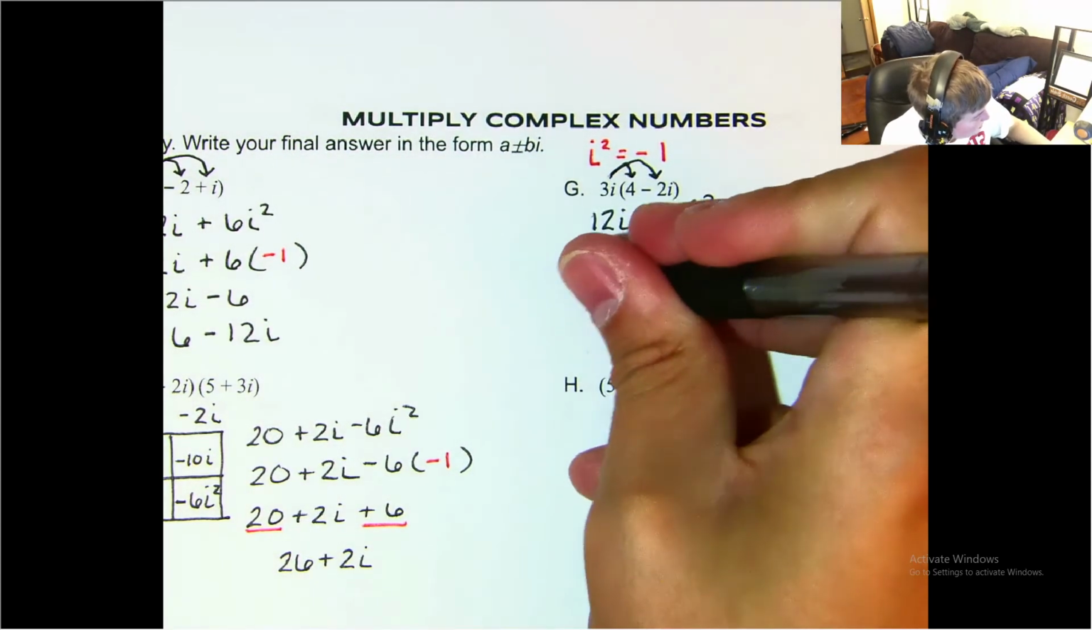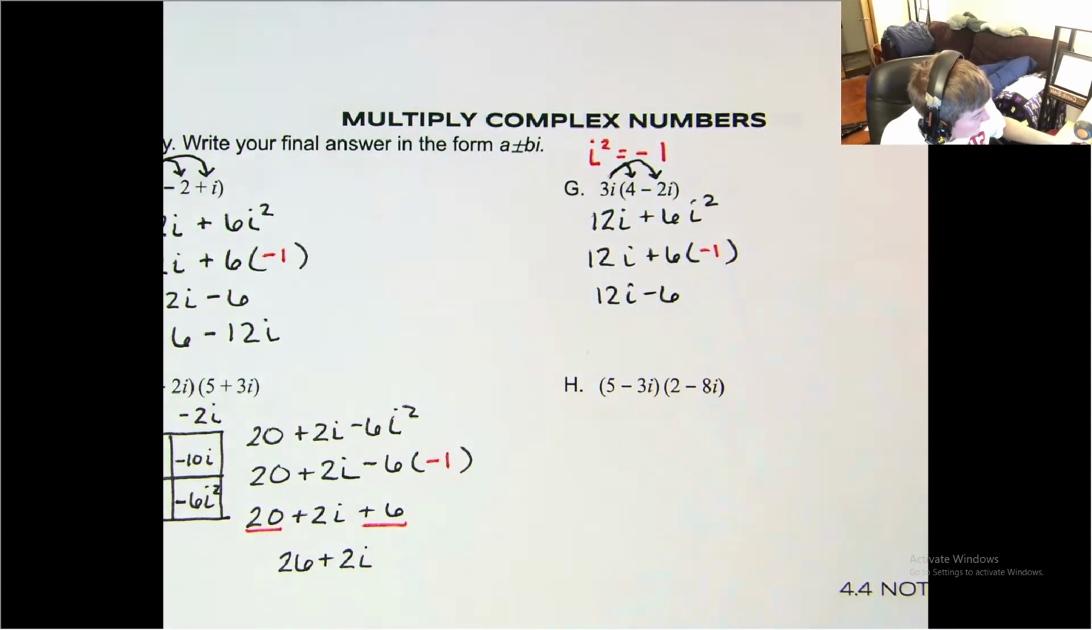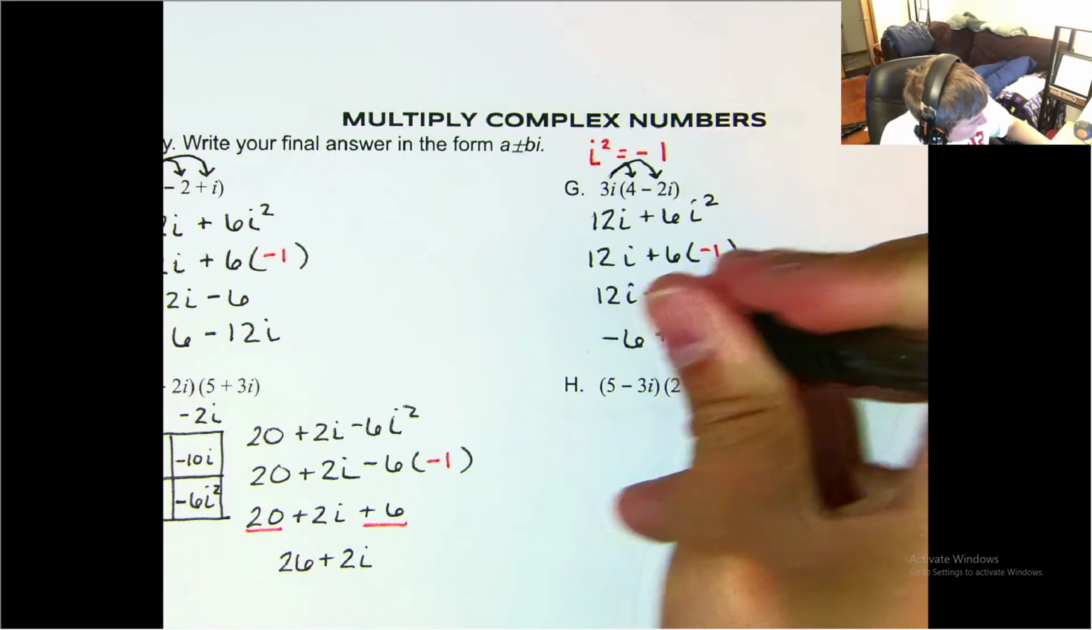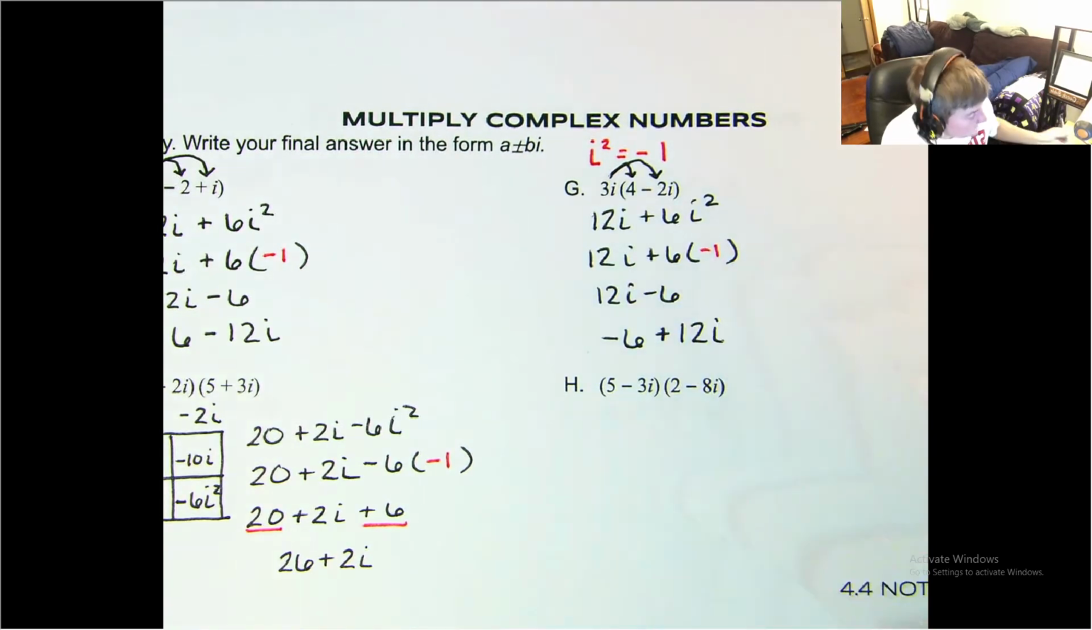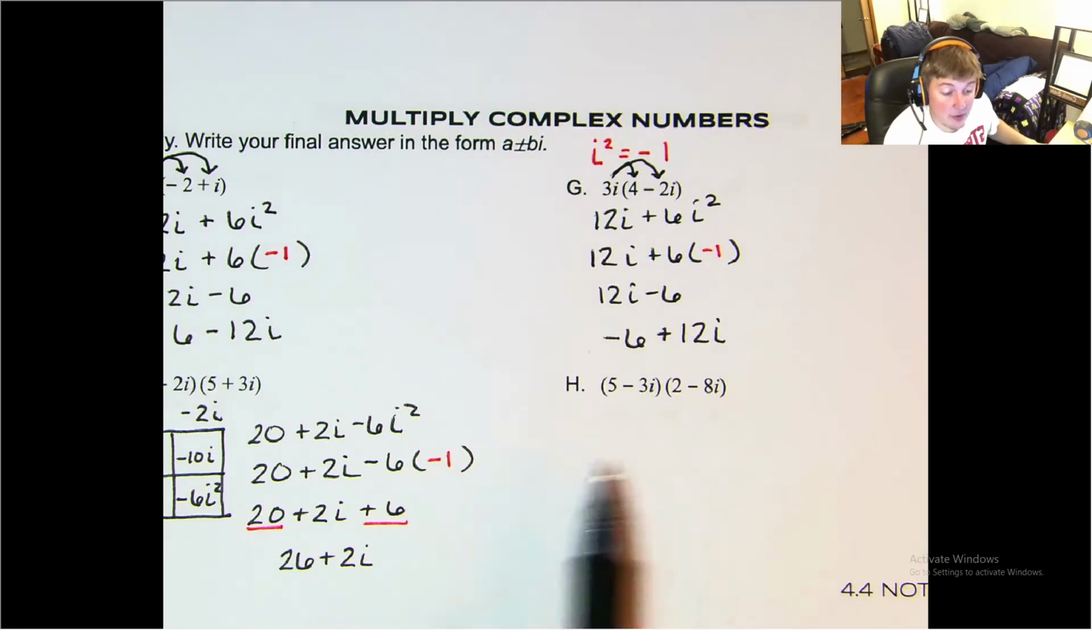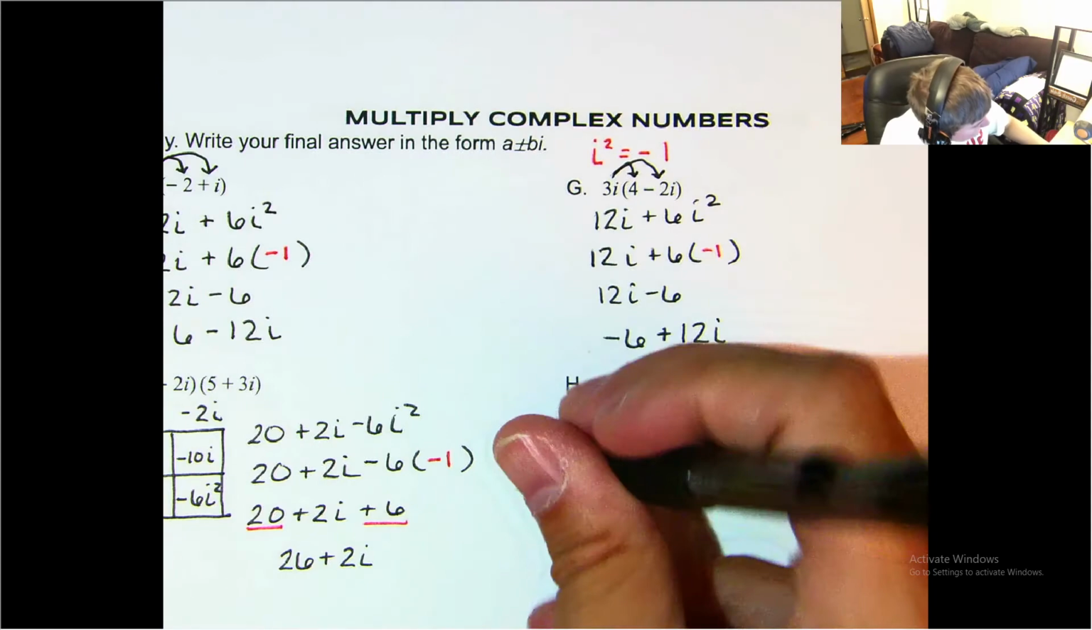So this turns into 12i minus 6. And then I can rearrange this to put it in our standard form, negative 6 plus 12i. Okay, the last one is two binomials multiplied by each other, so we're going to use the box method.